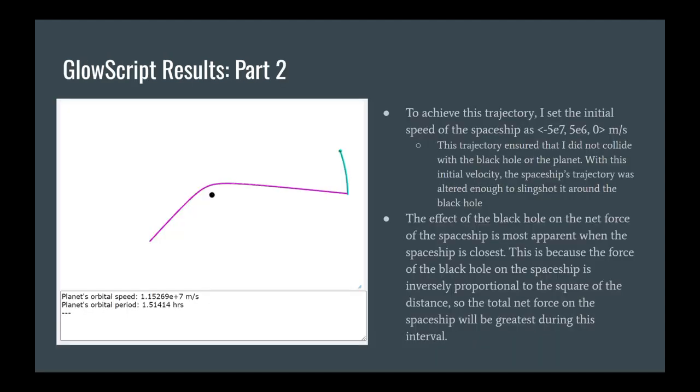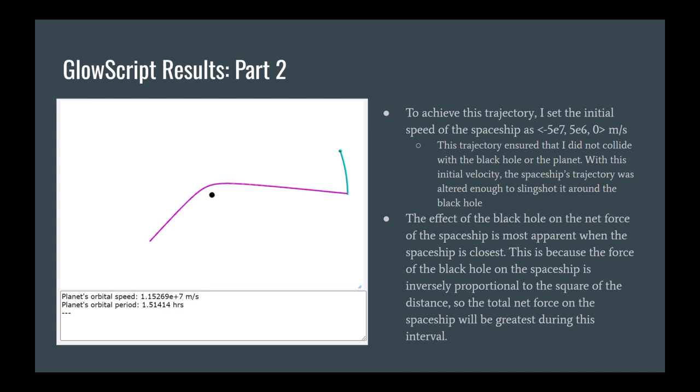So for part 2, to achieve this trajectory, I set the initial speed of the spaceship as negative 5 times 10 to the 7, and 5 times 10 to the 6 meters per second, and this ensured that I did not collide with the black hole or the planet. With this initial velocity, the spaceship's trajectory was altered enough to slingshot right around the black hole.